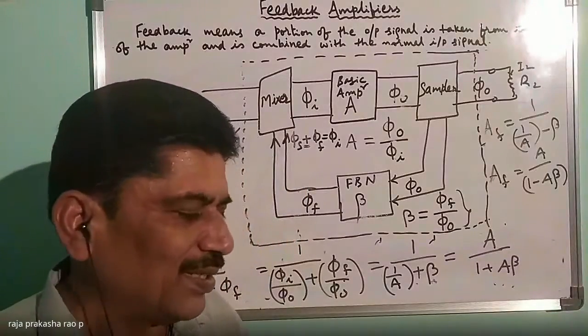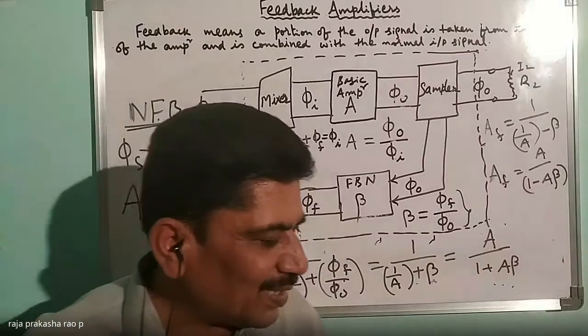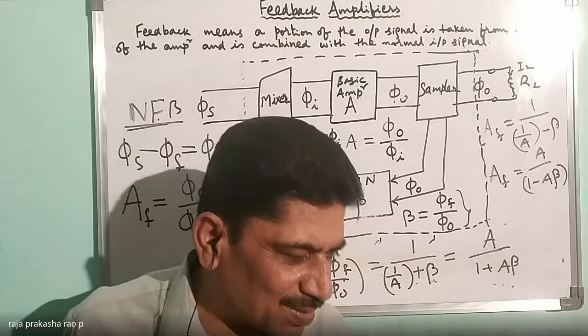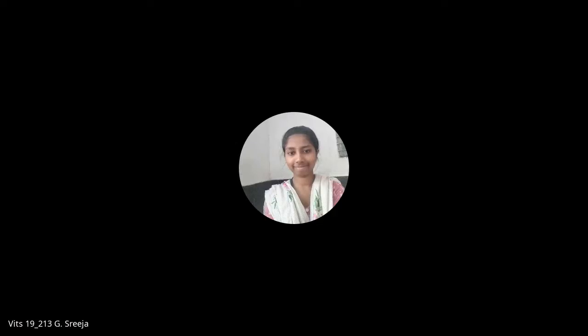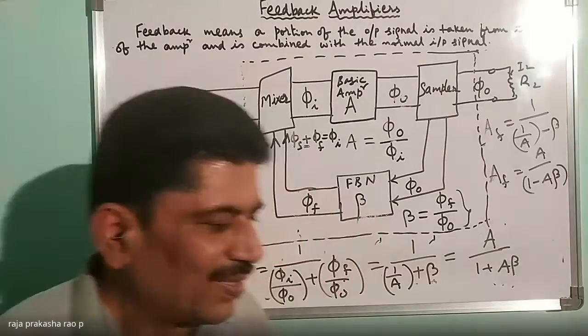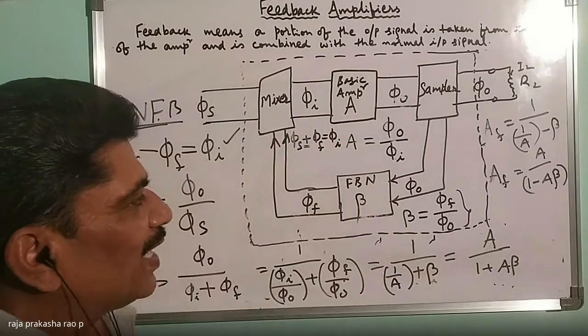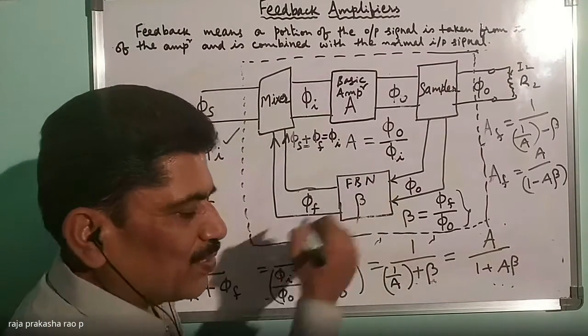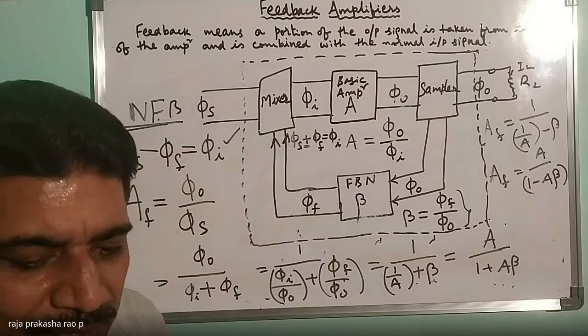Beta is what? Feedback network. Feedback ratio. This is the feedback network, and beta is the ratio, which we call the feedback ratio.